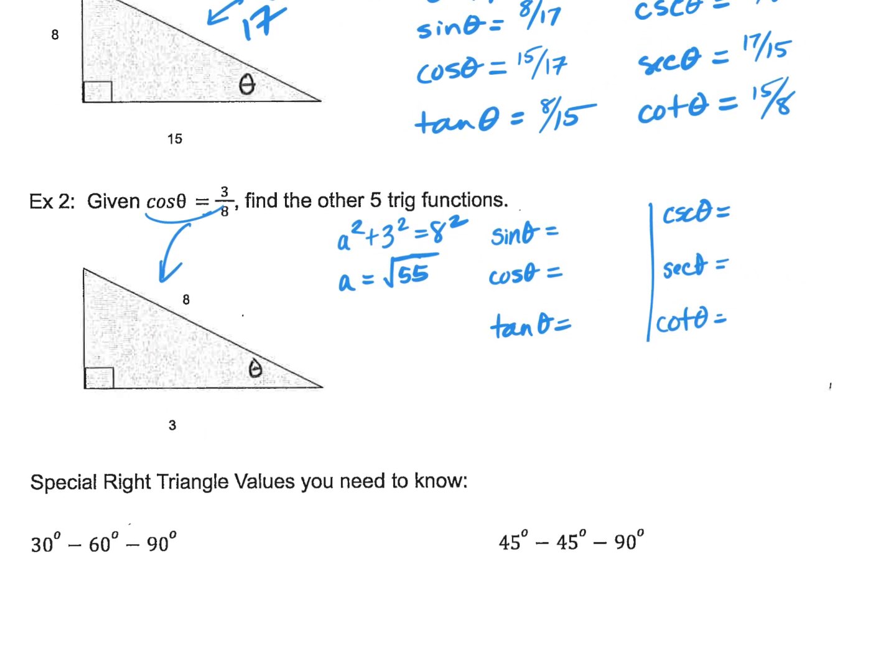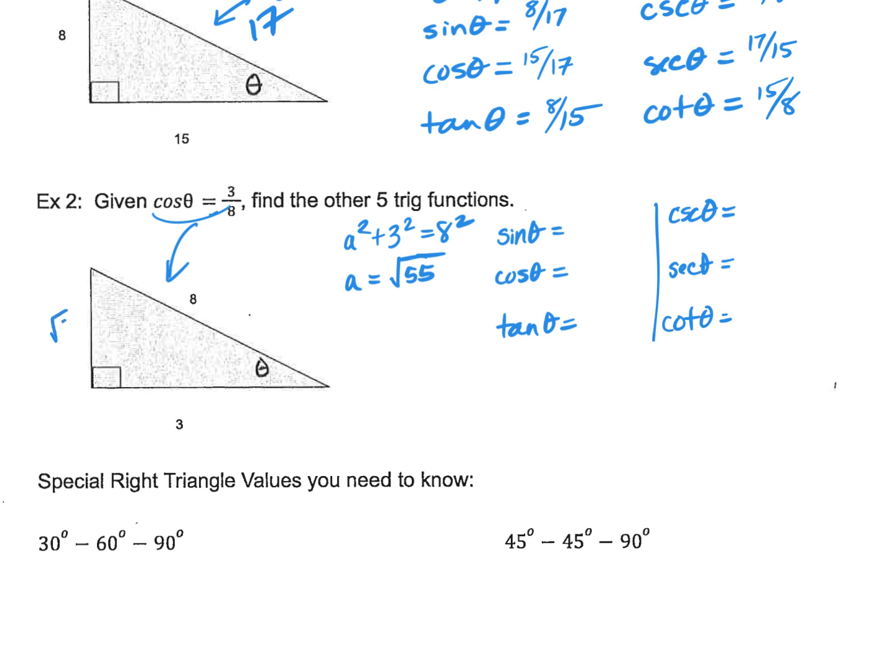So that I don't forget. This is root 55 right here. So what is sine going to be? Good. Root 55/8. We know this is 3/8. And what is tangent? All right. Now, here's where it gets a little bit tougher for some of you.